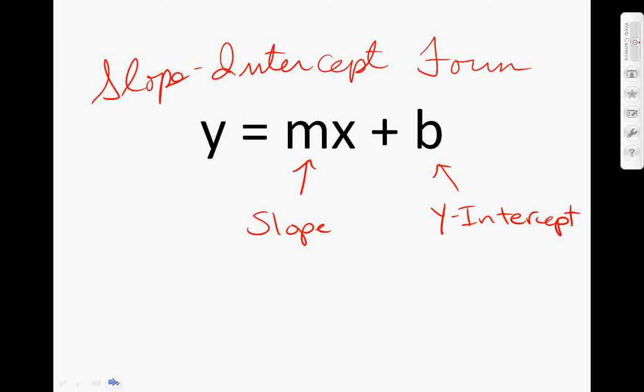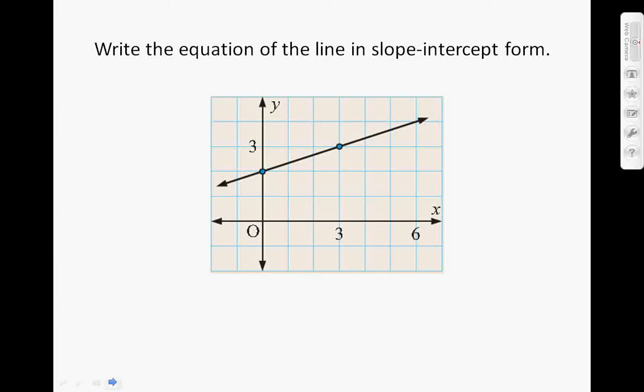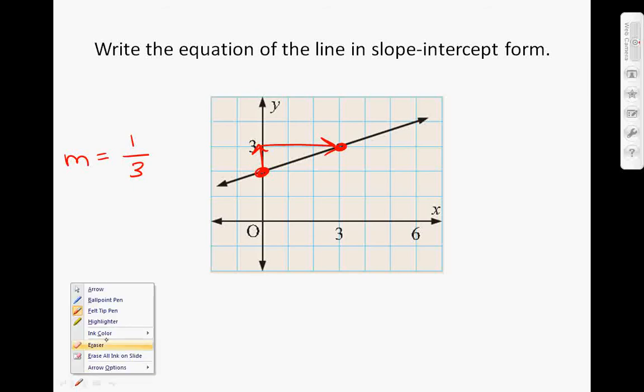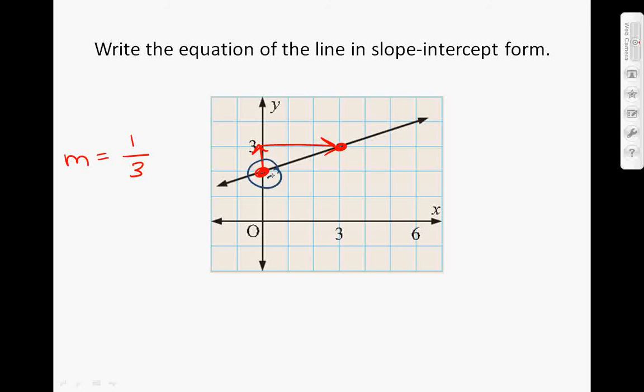So let's take a look at this one. On this one, I'm giving you the slope, or you might do a little bit of work, but you can figure out pretty easily what the slope is, and you can very clearly see what the y-intercept is. So let's start with slope. From this point to this point, we are rising up 1 unit, and we're running to the right 3 units. So the slope of this line is 1/3. The y-intercept: this line is crossing the y-axis at the value 2.